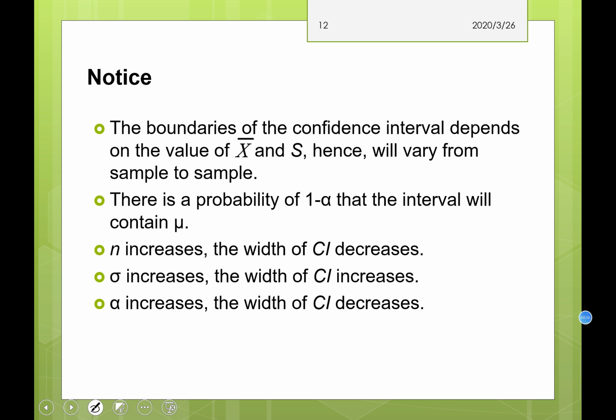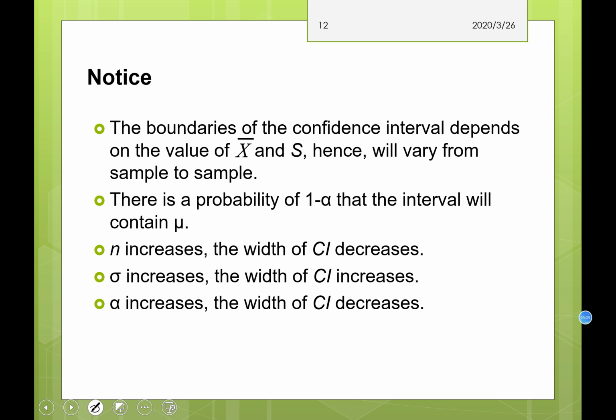Okay, so that is the method based on the z distribution. We use the z value to solve questions about hypothesis testing, about one-sample hypothesis testing. And we also use the z value to solve questions about estimation, about the 1 minus alpha confidence interval, right?